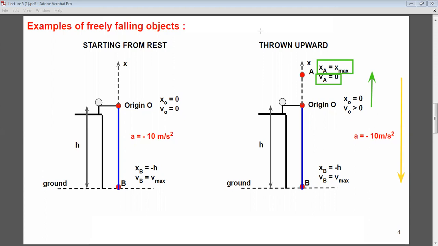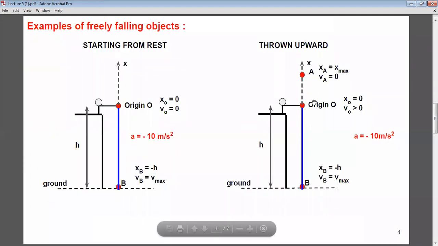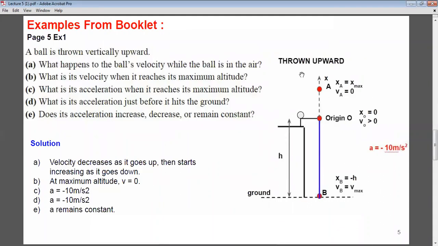Let's start doing some exercises, hoping that the idea will get clearer. So, page 5 in your booklet, from exercise number 1. A ball is thrown vertically upward. So it is this situation. Okay, so I copied it here.